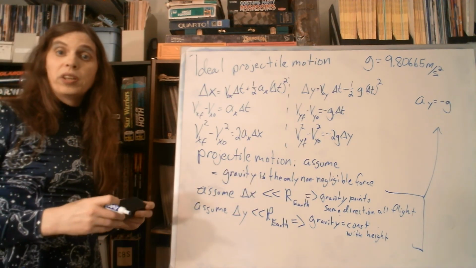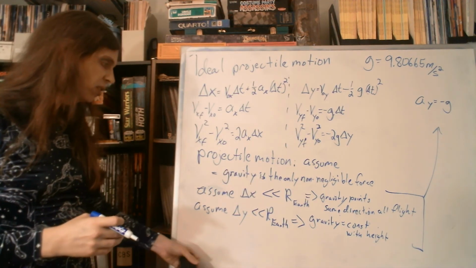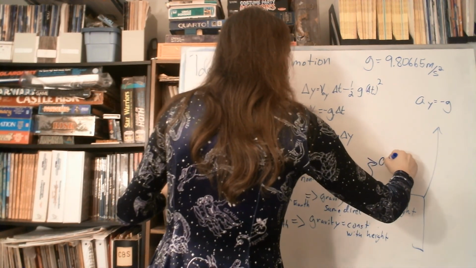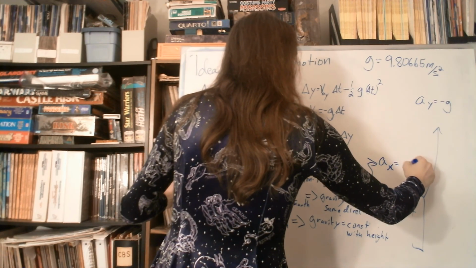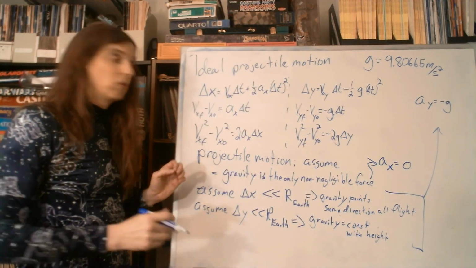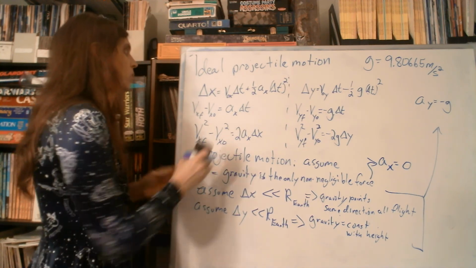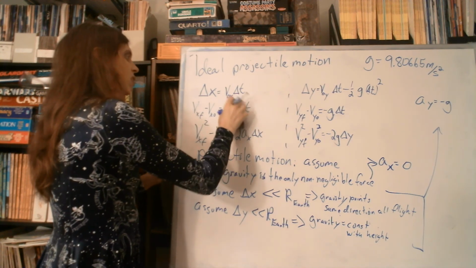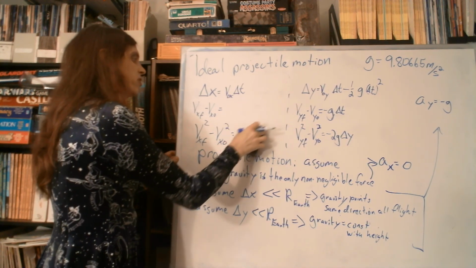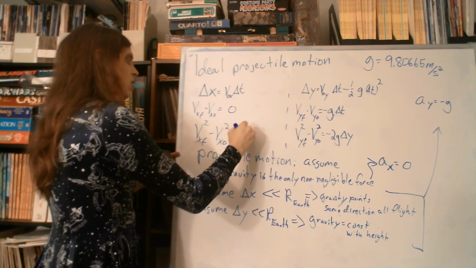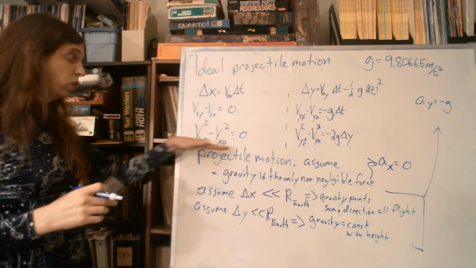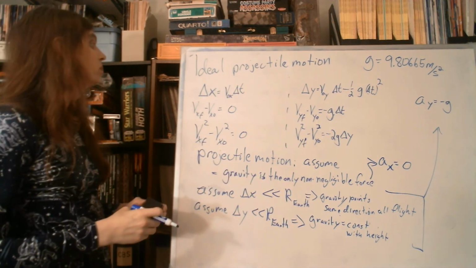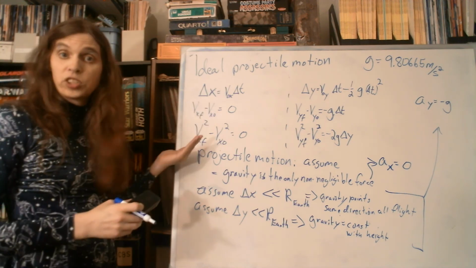Gravity being the only non-negligible force makes it so that AX is 0. So that makes this term disappear. This goes to 0 and so does this. And so if we look at what's going on in the x direction, in the horizontal direction, we see that there's no change in velocity.